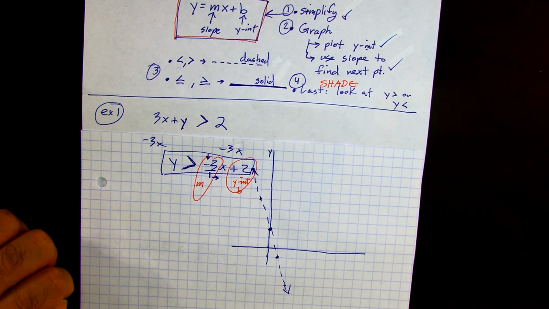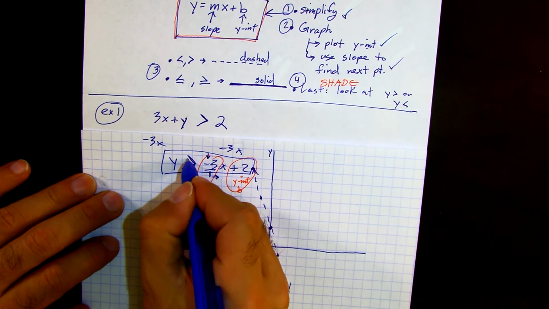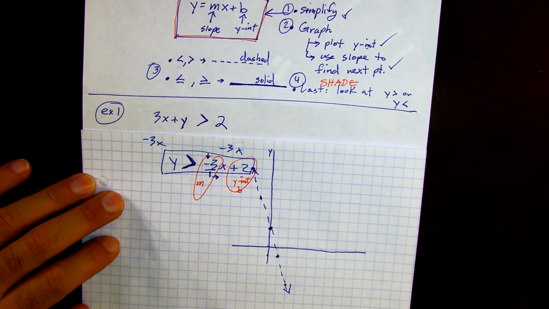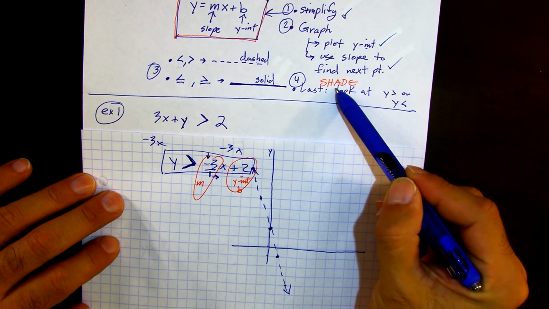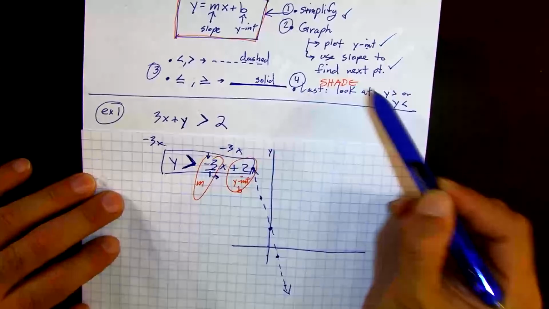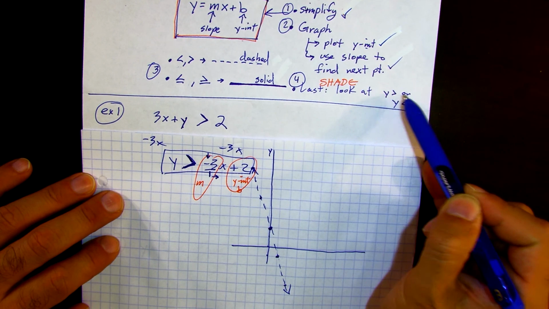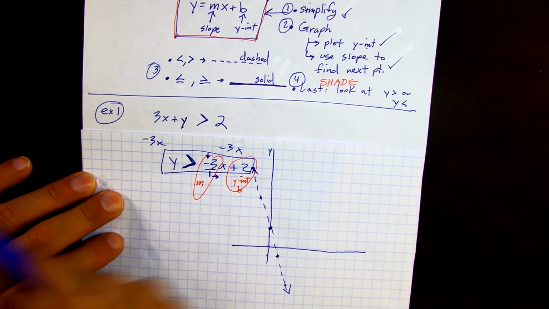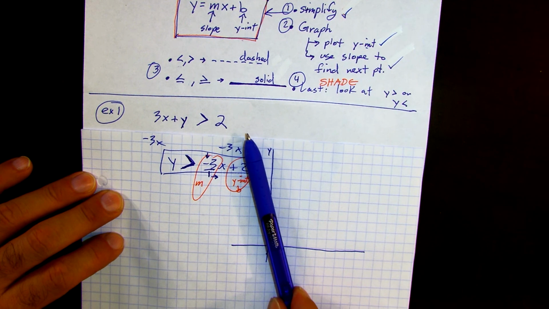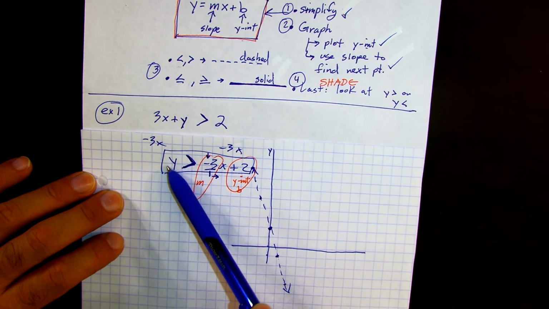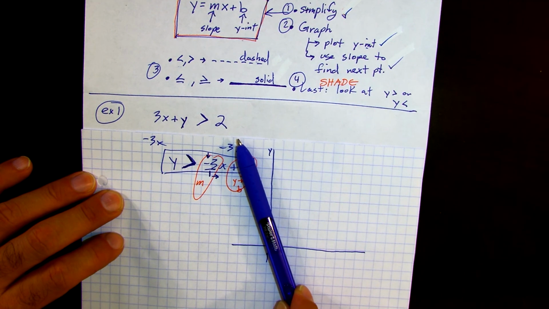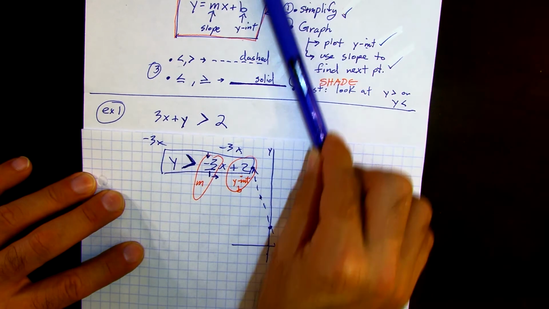Okay, we're at our last step already. We figured out it was a dashed line because it's just greater than. So now I need to look at my fourth step. The fourth is about shading. The last thing you look at is whether y is greater than or y is less than. Because look, here's my dashed line. If y is greater than, as we have in this case, we're looking for the y values that are greater. Where are the y values that are greater than this line? Is it up or down? The y values that are greater are up.